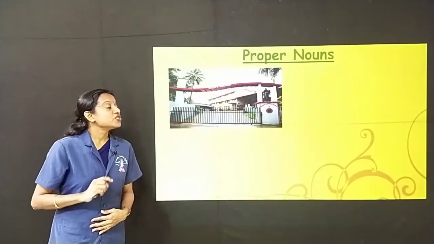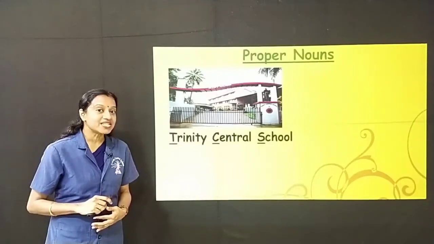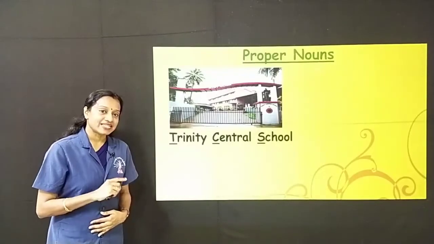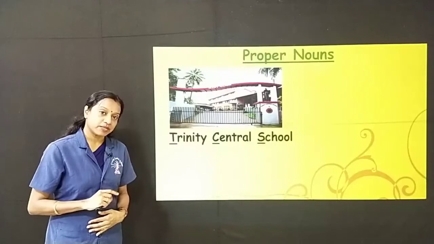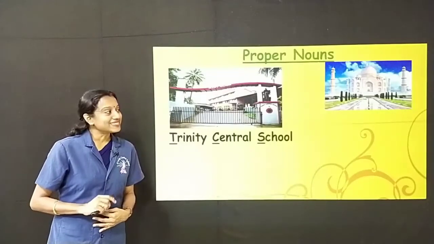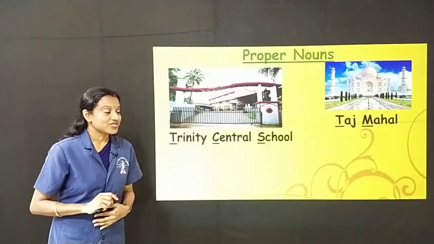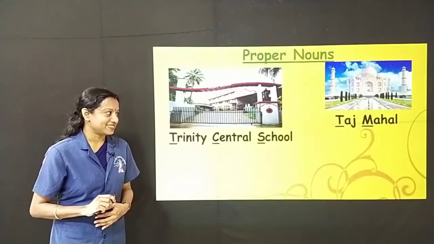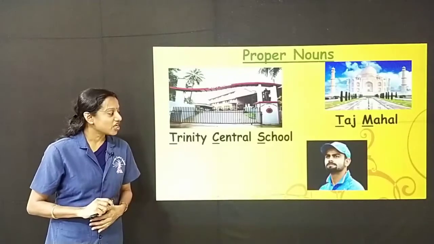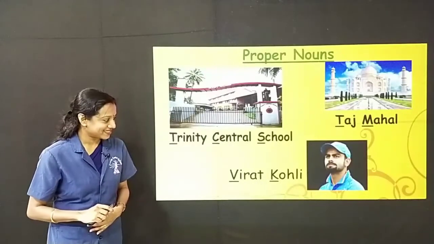Proper nouns. So here you can see the picture of our school. Trinity Central School. So T is capital, C is capital and S is capital because that's the name of a school. Can you tell me what picture is that? It's a picture of a monument. That's Taj Mahal. So T is capital, M is capital. And you know the famous cricketer, he is Virat Kohli. So V is capital and K is capital.